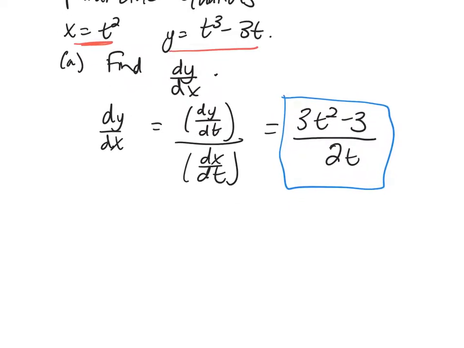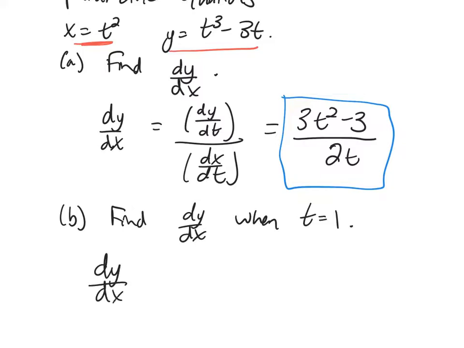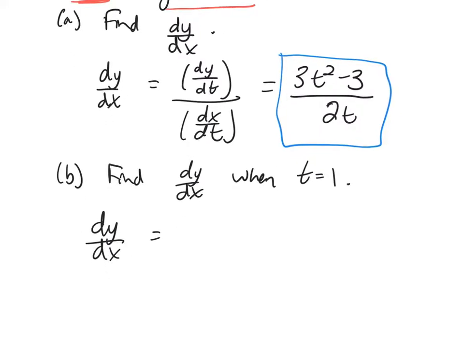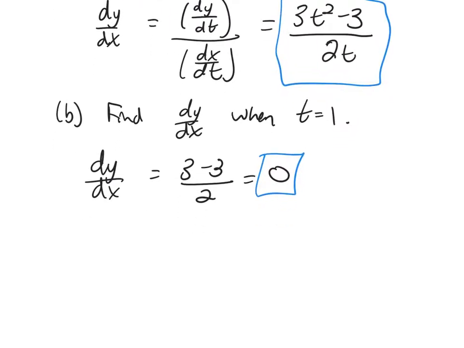And now that I have that, I can ask, what is dy/dx when t equals 1? Well, all you have to do is plug t equals 1 into your derivative formula, and you'll get 3 minus 3 over 2 equals 0. So my derivative is 0, which kind of sets us up to talk about this next part.